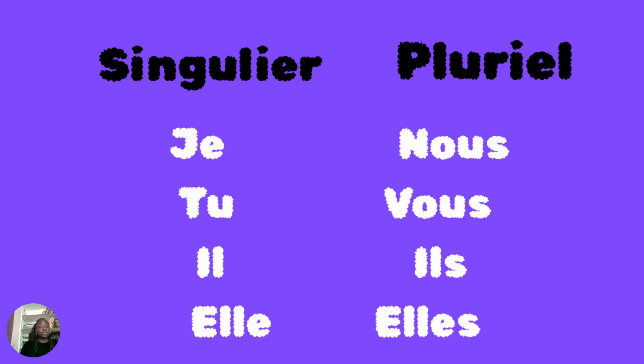The plural of je, c'est nous. The plural of tu, c'est vous. The plural of il, c'est ils. So we don't say il, it's ils. And elle becomes elles. So the pronunciation is different.